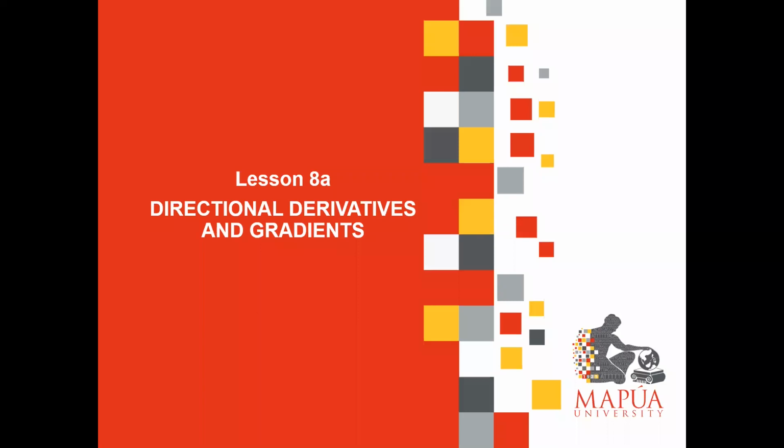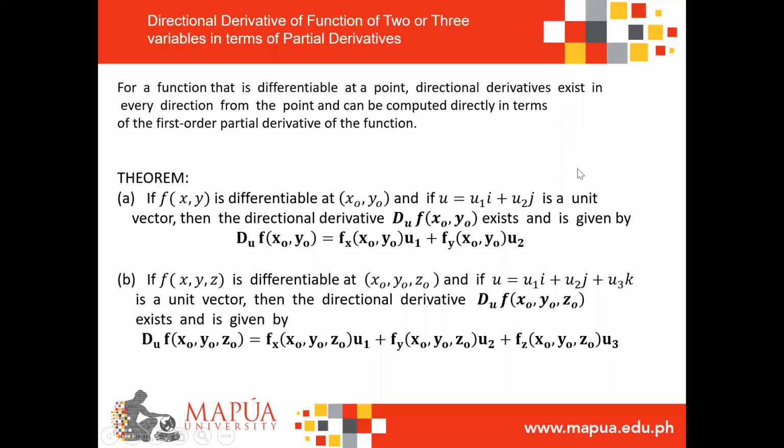Good day. This is a continuation on the lesson of directional derivatives. So we will now use the second formula. So we have here the directional derivative of a function of two or three variables in terms of partial derivatives. It says here, for a function that is differentiable at a point, directional derivatives exist in every direction from the point and can be computed directly in terms of the first order partial derivatives of the function.